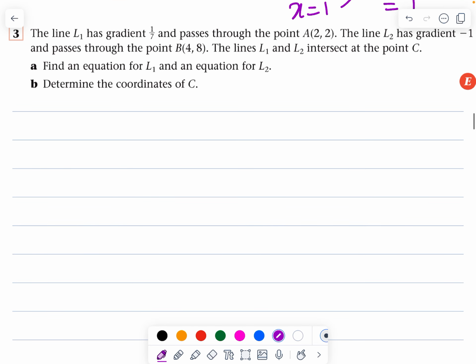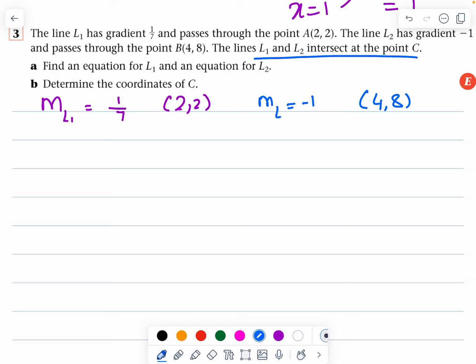The line L1 has a gradient of 1 upon 7 and passes through (2, 2). Line L2 has a gradient of negative 1 and passes through (4, 8). L1 and L2 intersect at C.